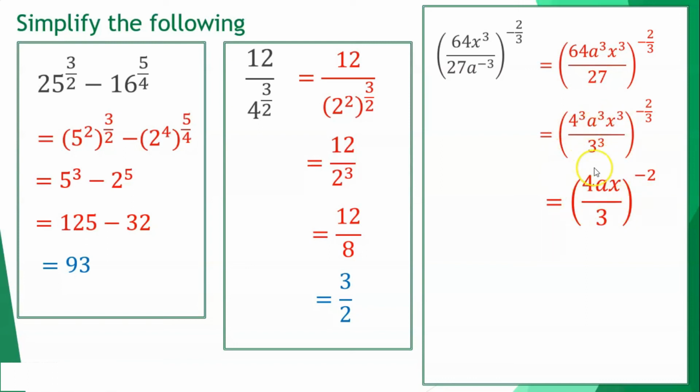So what's left is 4ax over 3. And at this point, it's negative 2. So take note, the exponent here is negative. So we simply reverse the base. So it will become 3 over 4ax and make the exponent positive. So simplifying this, 3 squared, that would be 9. And 4 squared is 16. Then a squared, x squared. So this will be the simplified term of this one.